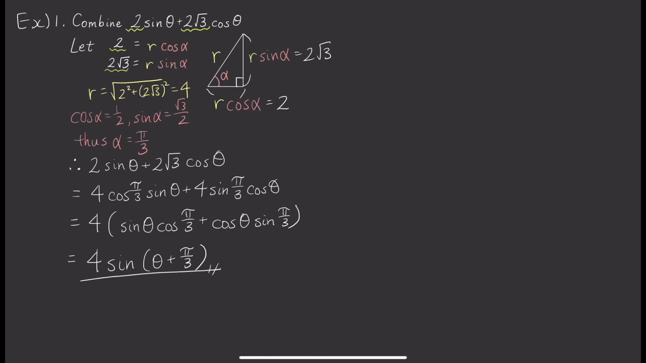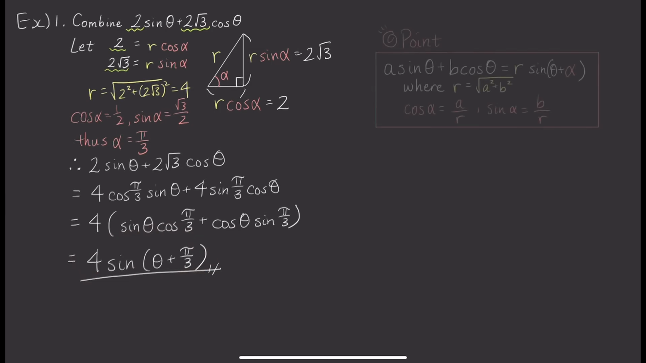So now we can write the original expression as follows. Replace 2 with 4 cosine pi over 3, and replace 2 root 3 with 4 sine pi over 3. Now if we factor out the 4 and we rearrange the sine and cosine, we have this, which is just the sum formula for a sine function. So we can combine it into one sine function.